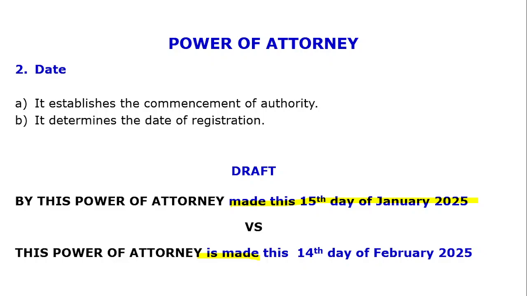Please don't leave it undated. Don't leave it undated. This is not a deed of assignment. This is a power of attorney. I've told you that each legal document has its own principles. So you know the date to use.